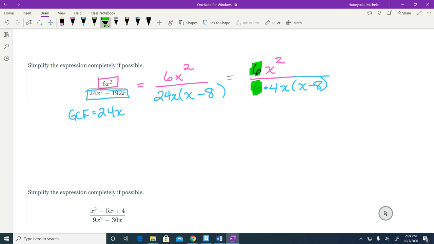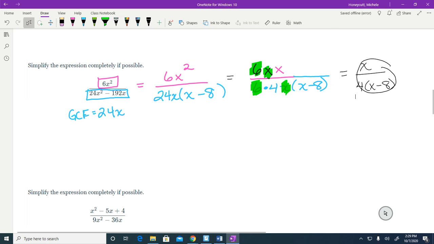Do they have any other factors in common? Well, if I take this x squared, I know that x squared is the same as x times x. So I could divide out this x factor and that x factor. And now I don't think I have anything in the numerator or denominator that are common factors. So the numerator will just be x. Denominator will be 4 times x minus 8. And that concludes our video on how to simplify rational expressions.